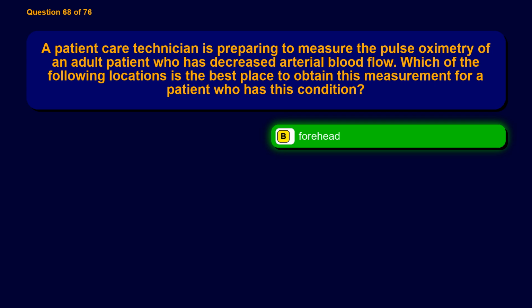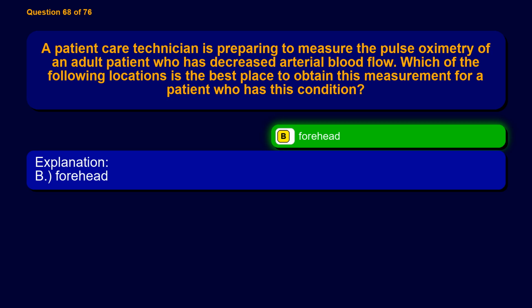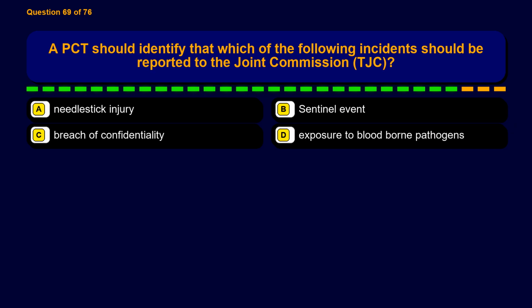The correct answer is option B, forehead. Question 69. A PCT should identify that which of the following incidents should be reported to the Joint Commission, TJC? Option A, needle stick injury. Option B, sentinel event. Option C, breach of confidentiality. Option D, exposure to blood-borne pathogens.